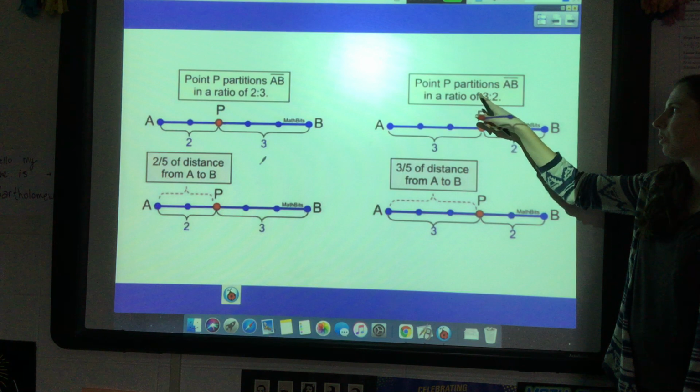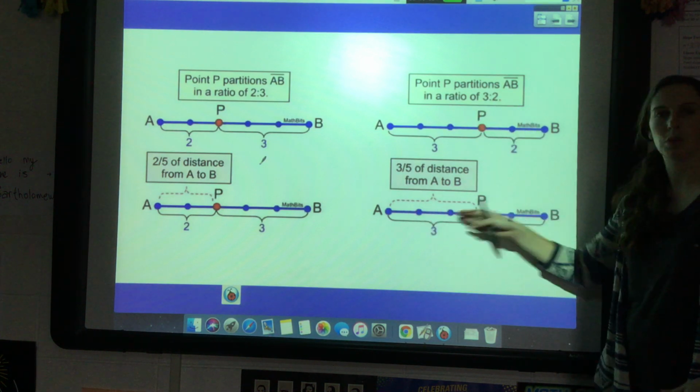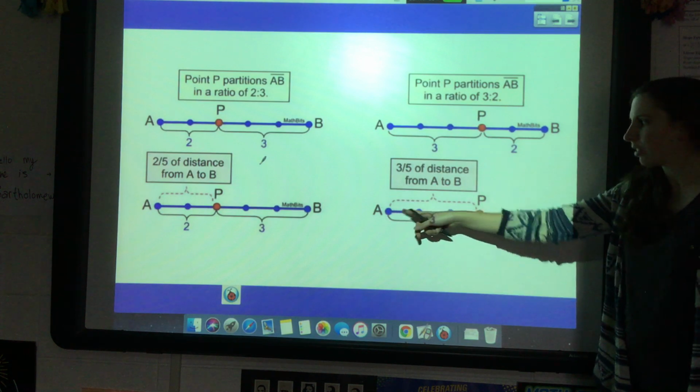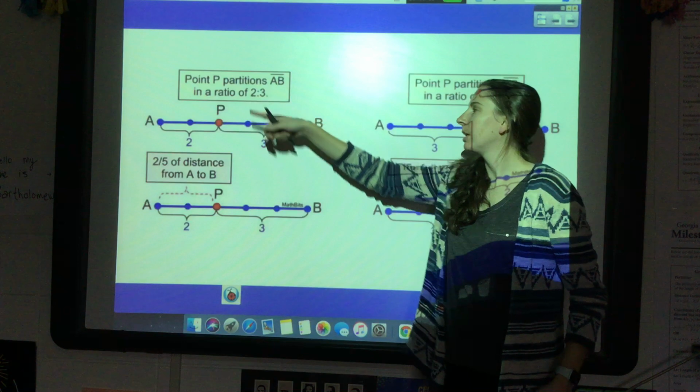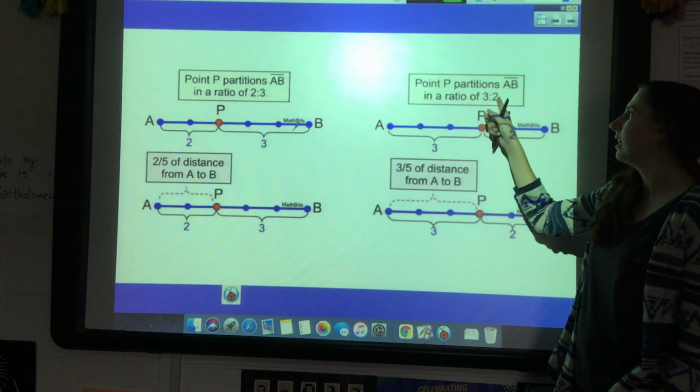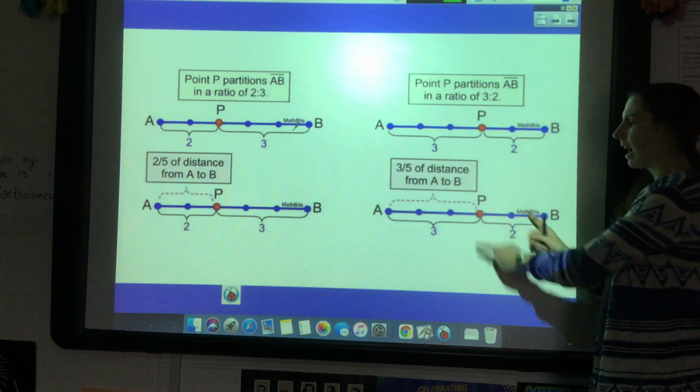If I said ratio of 3 to 2, that would be a totally different thing. It would still be 5 total parts, but this time it would be 3/5 of the way from point A rather than 2/5 of the way, because the 3 comes first, then the 2, and so you would have 3 parts and then point P and then 2 parts out of the 5 total.